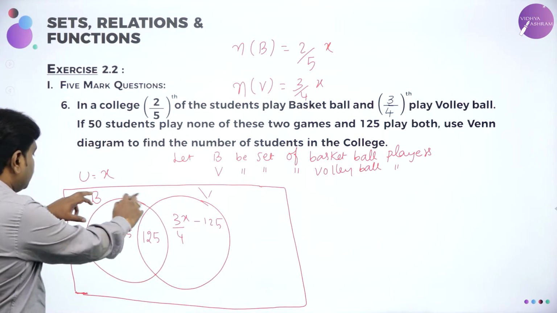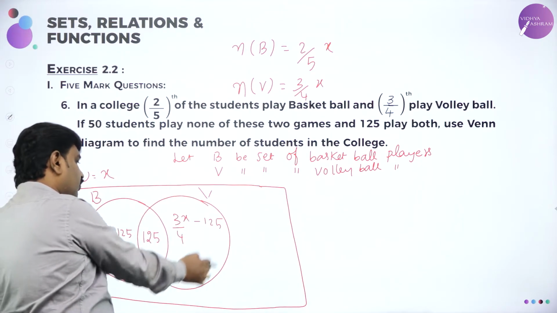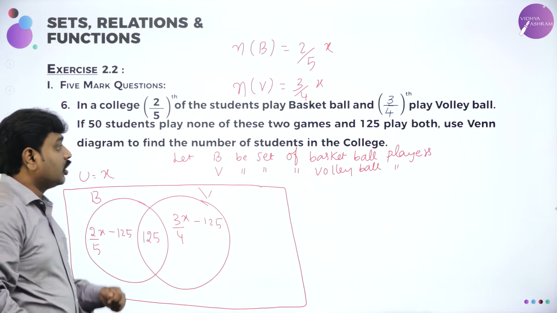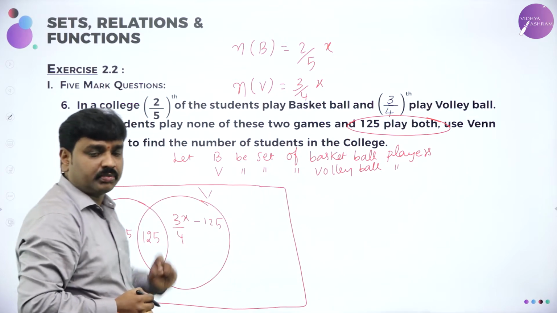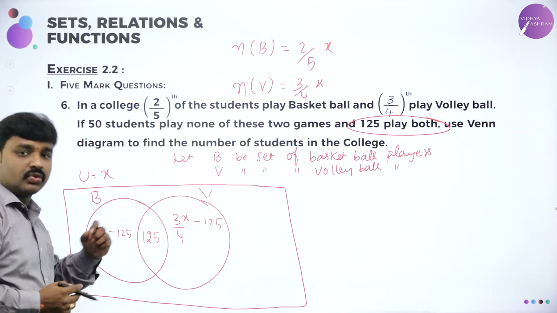So I have drawn B, the set of basketball players, and V, the set of volleyball players. First you should fill in both. How many play both? Please understand, 125 play both. They have given 125 play both. So in this both region, fill 125.